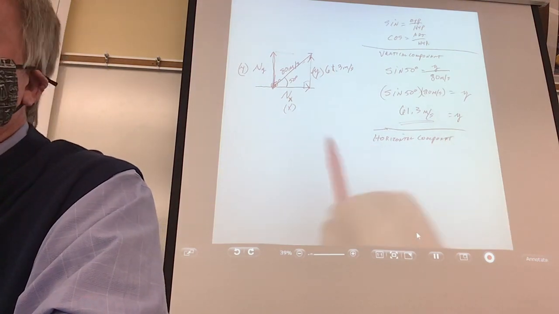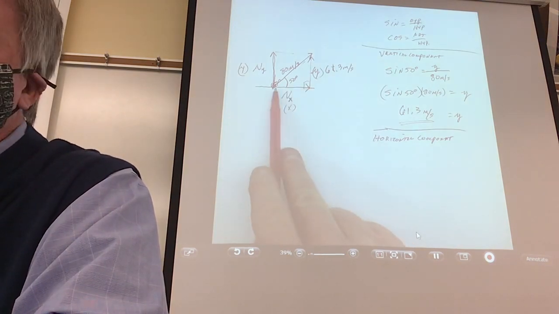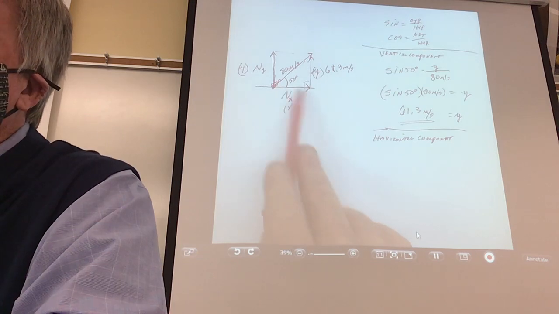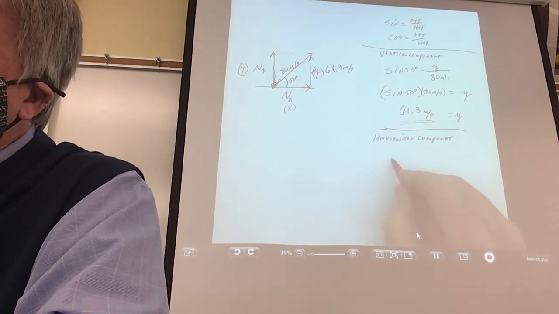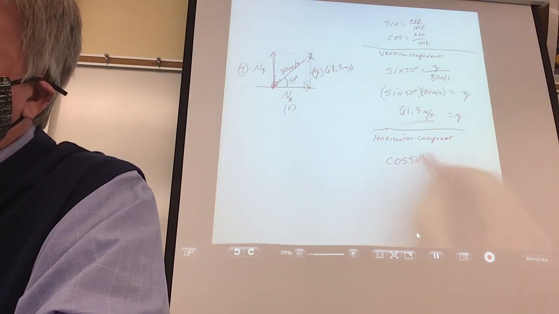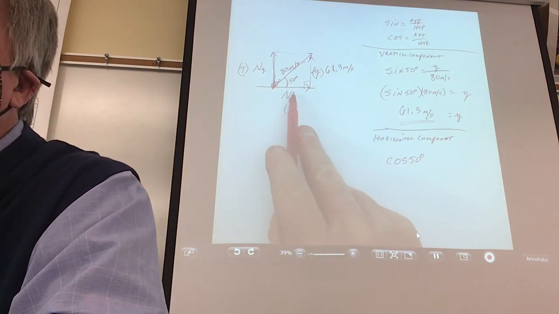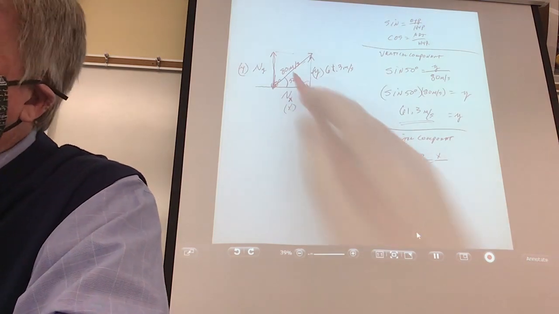Okay, look at your drawing. I'm going to try to find the horizontal component. As seen through the eyes of the 50-degree angle, who is this guy here? As seen, what is it? Adjacent. So we're going to say cosine of what? 50 degrees. As seen through the eyes of the 50-degree angle, the cosine is the adjacent over the hypotenuse again.